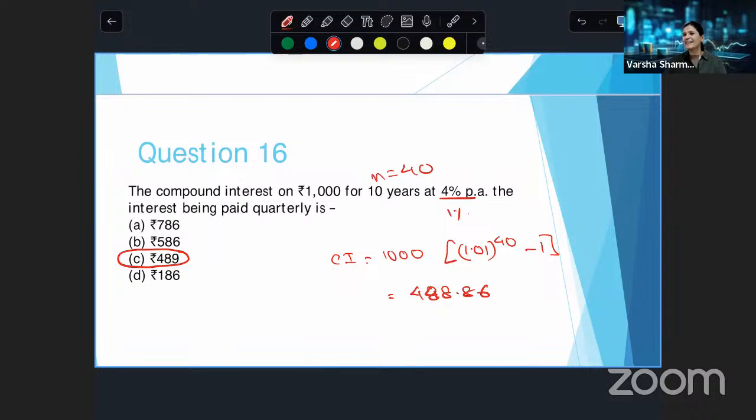None of these means... and if the difference is smaller, we don't go for none of these. That much we need to adjust. We cannot be so stubborn.